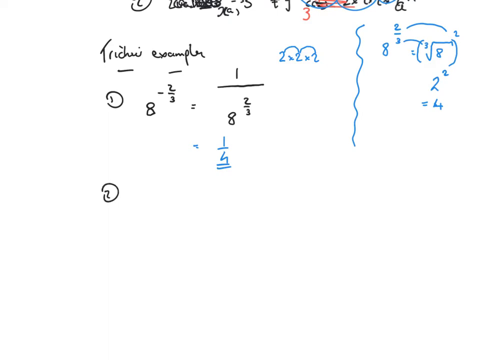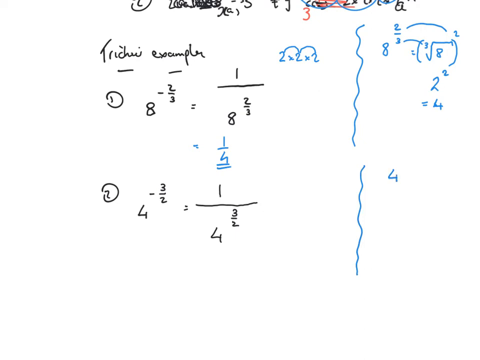Okay, example 2, we're going to evaluate 4 to the minus 3 over 2. Let's do the easy bit first. Change that negative to a positive. 1 over 4 to the power positive 3 over 2. Now I'm going to take that to the side and work out what that is.